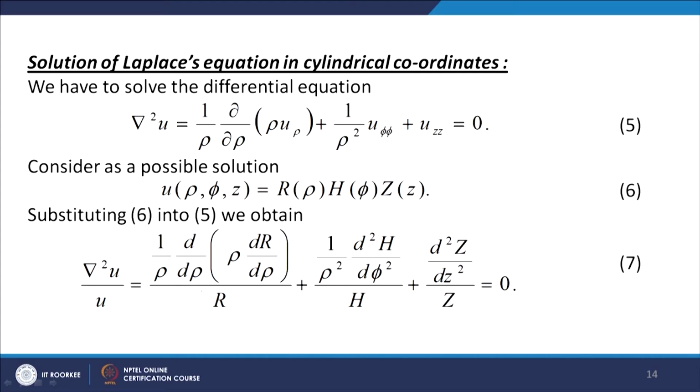equal to 0. Now what we can do, let us say this is term 1, this is term 2, and this is term 3. So we write 1 plus 2 equal to minus 3. Retain term 1 and term 2 on the left, take term 3 to the right. Then the left side depends only on rho and phi. Left hand side is independent of z. Right hand side depends on z only.